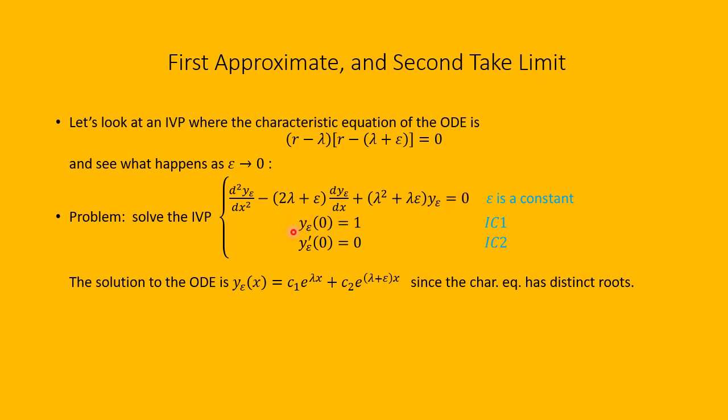Initial conditions: y sub epsilon of 0 is 1, y sub epsilon prime of 0 is 0. The solution to this problem, since we have two distinct roots, is y sub epsilon equals c1 e to the lambda x plus c2 e to the lambda plus epsilon quantity times x, since the characteristic equation has two distinct roots, lambda and lambda plus epsilon.